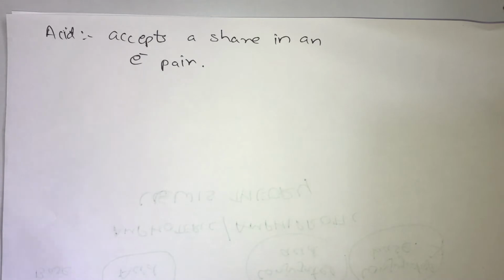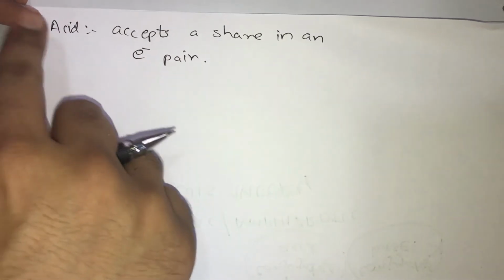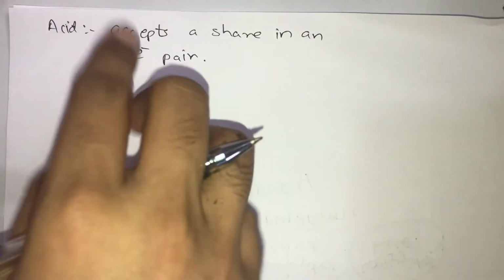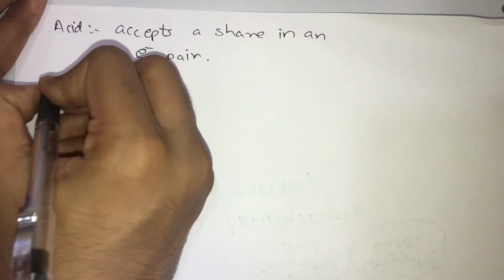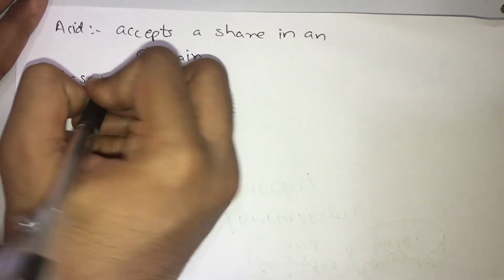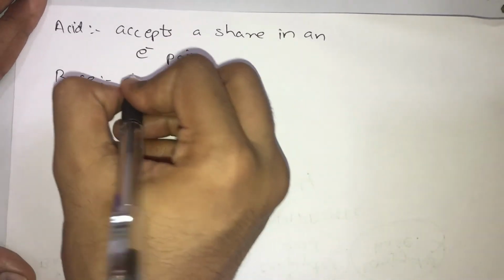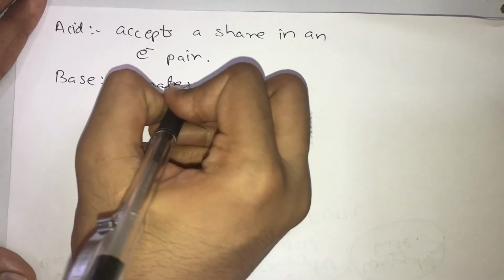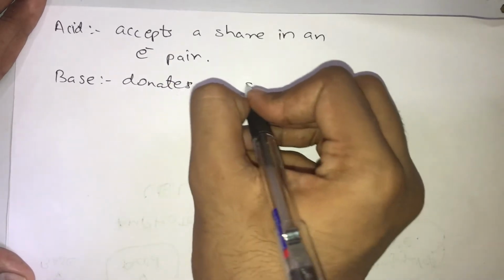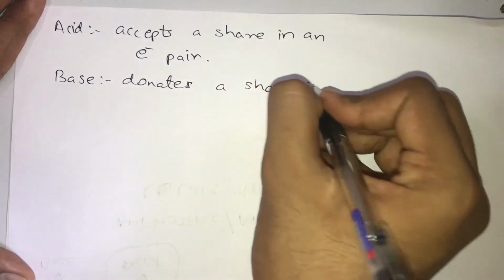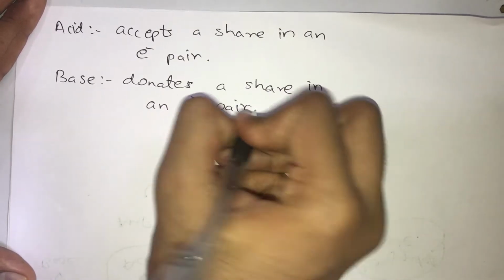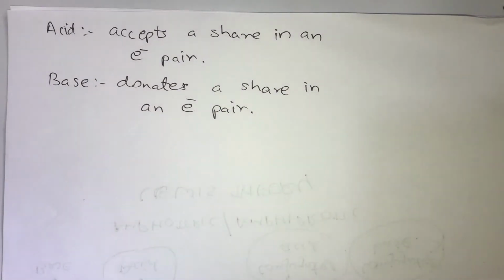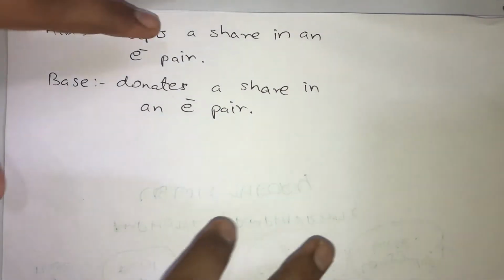Okay, so just understand the basic points: an acid is nothing but a substance which accepts a share in an electron pair, and a base is nothing but a substance which donates a share in an electron pair. Now let us understand this with the help of an example.